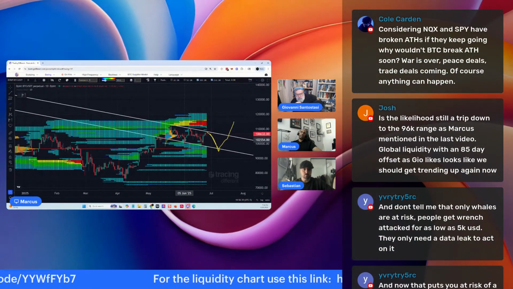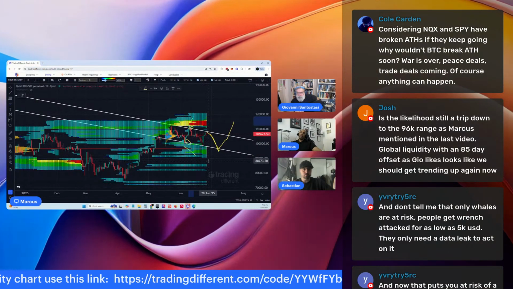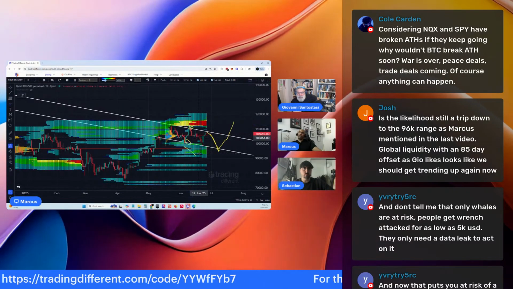When the market's making these little channeling moves here, that's just attracting more and more people, because people chase it at the wrong time.